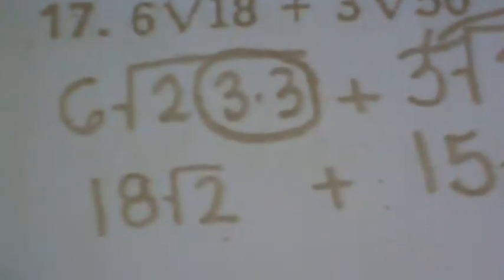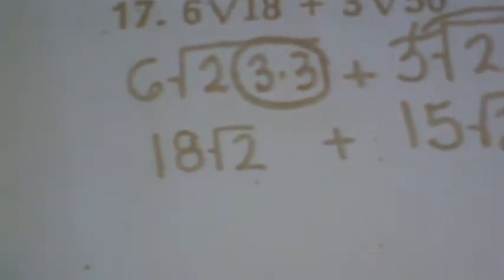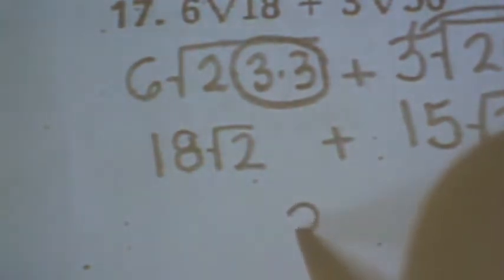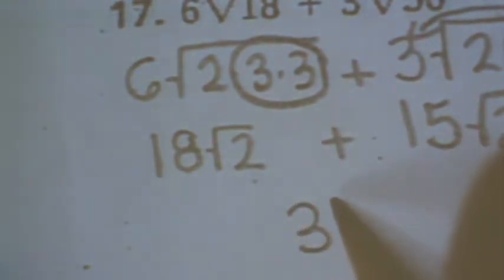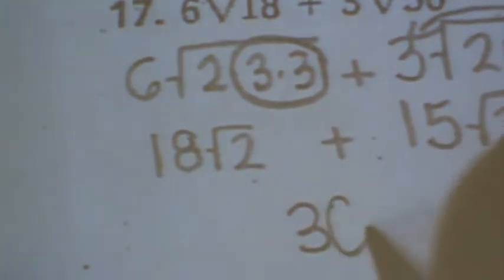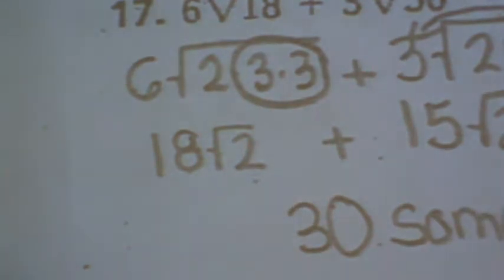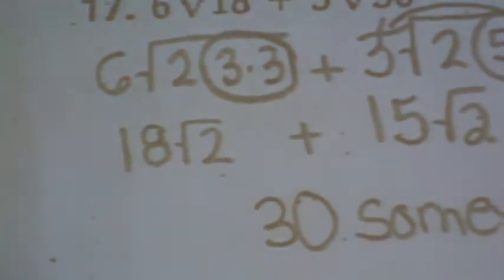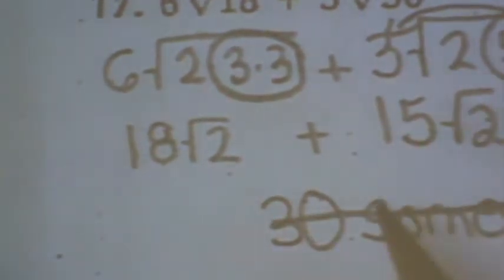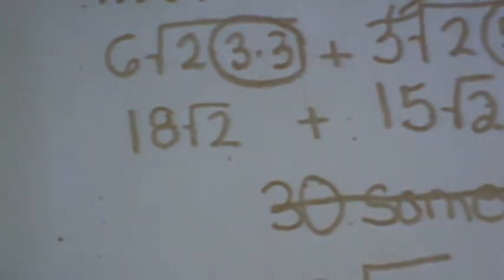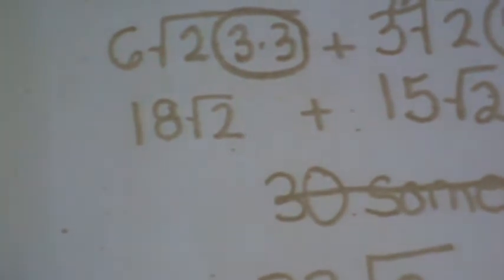So now, can you tell me, can I add anything here? 18 and 15. There's what? 30-something. Should I write 30-something? That'll work. Does that work for you? No. That's 33, 10, 20 square root 2. That's the correct answer. That was right.